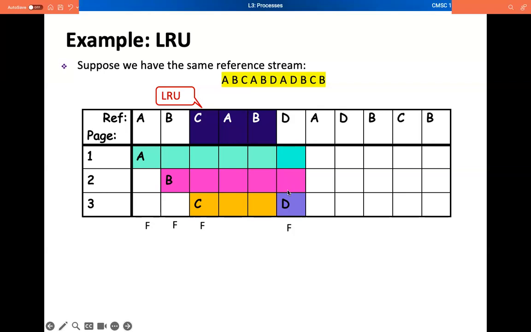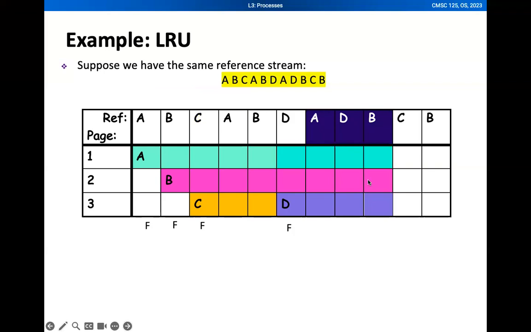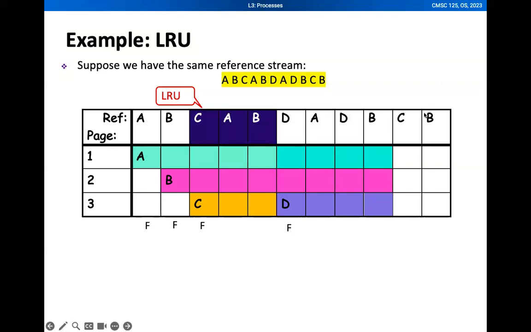page, which is D. And then next will be A. A is already loaded in the memory. And then next will be D. D is also already loaded in the main memory. And then B is already loaded in the main memory. And now, next would be C.